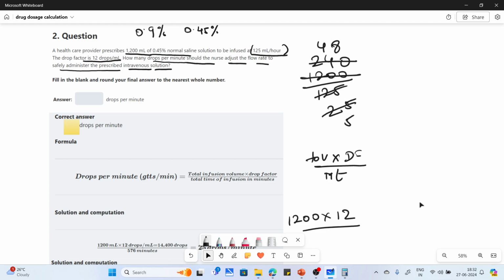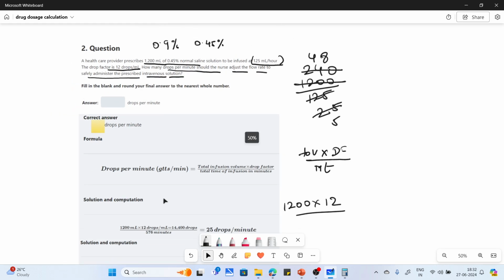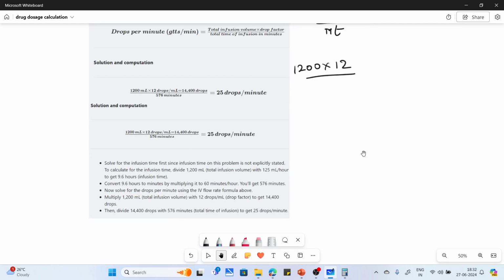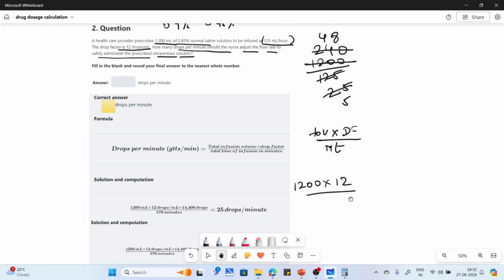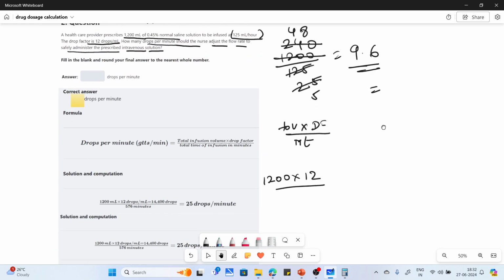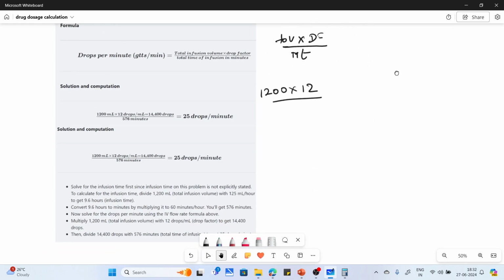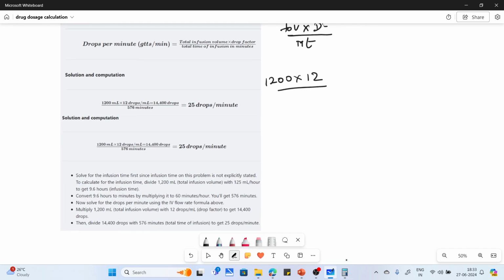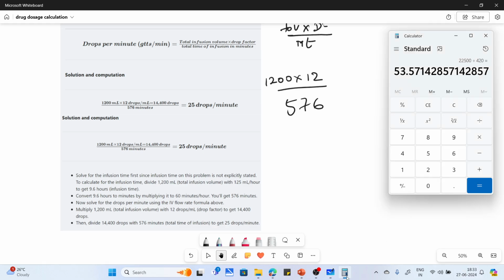So here we are going to get around 9 hours. Once you divide this value, we get 9.6 hours. If you want to convert 9.6 hours into minutes, how many minutes do we get? 9.6 into 60, we get around 576 minutes. So using the calculator, we can calculate this one.